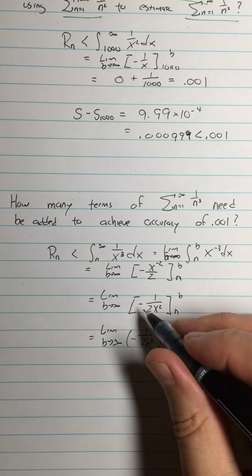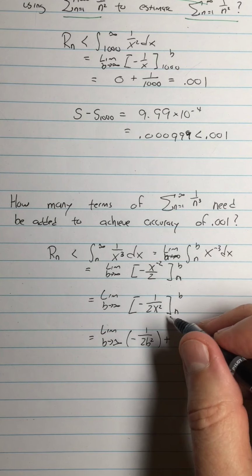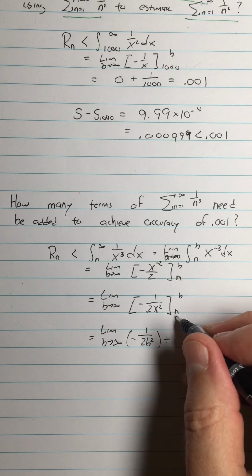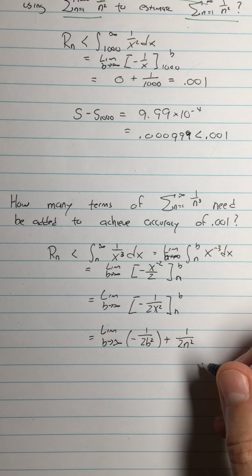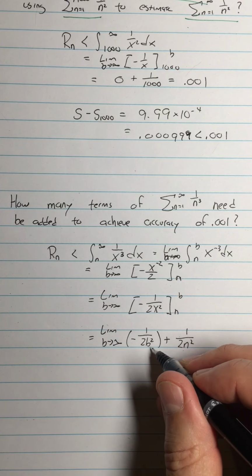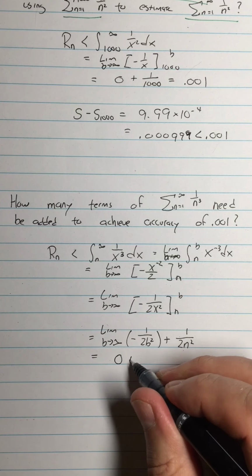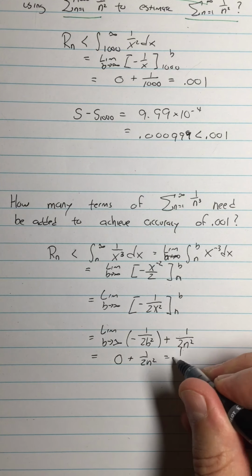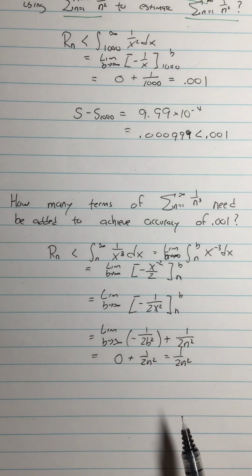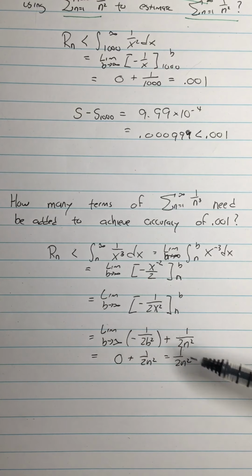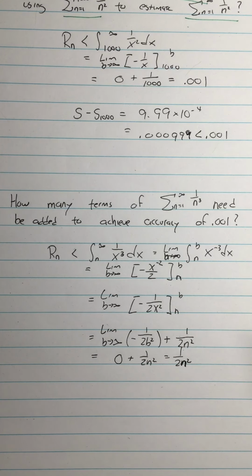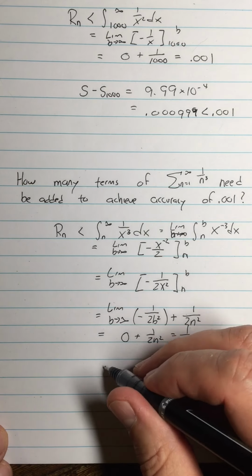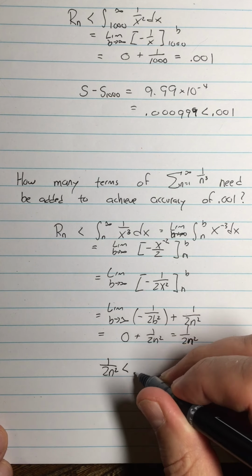And then I'm going to go minus negative, so plus. And when I plug in the n, I don't need the limit because n does not depend on b. So I'm going to have just 1 over 2n squared. And this limit, the denominator expands without bound. The numerator is bounded, so this is equal to 0 plus 1 over 2n squared, which equals 1 over 2n squared. All right, so the nifty thing that I've got now is if I want to bound the error, I know that if I add up n terms, that error has to be less than 1 over 2n squared. So if I want the error to be less than 0.001, all I have to do is solve the inequality: 1 over 2n squared is less than 0.001.